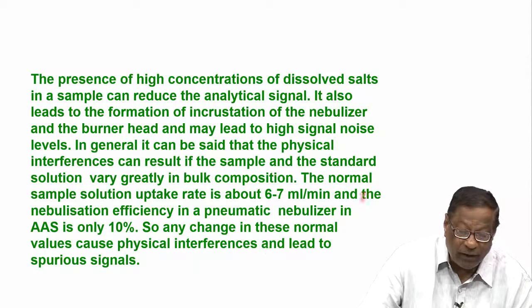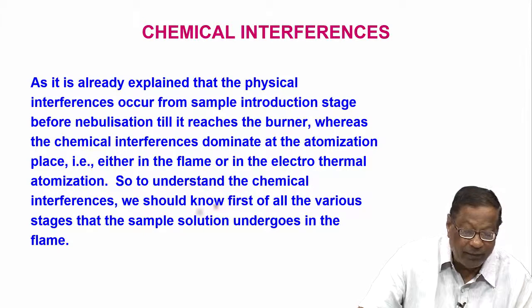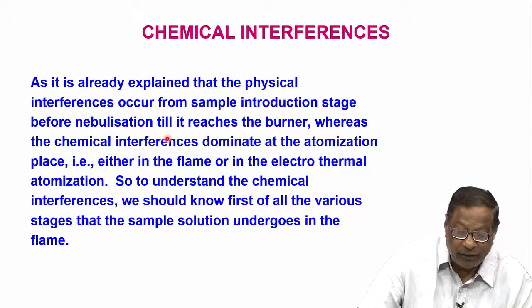So, the presence of high concentrations of dissolved salts, etc., this we already covered a little bit, so I will not be covering much, except to highlight that the normal sample solution uptake should be about 6 to 7 milliliter per minute, and nebulization efficiency is about 10%. Nowadays you get about 15 to 20% nebulization efficiency, which is very well accepted. So, the physical interferences occur from the sample introduction stage before nebulization, till it reaches the burner, whereas chemical interferences dominate in the atomization phase, that is in the flame or in the electrothermal atomization.